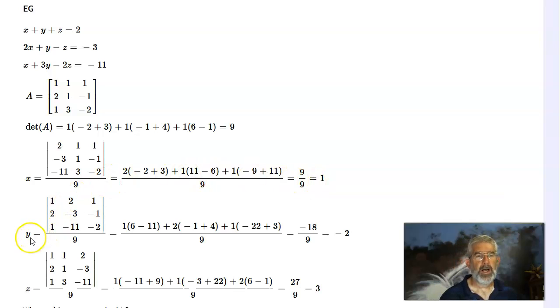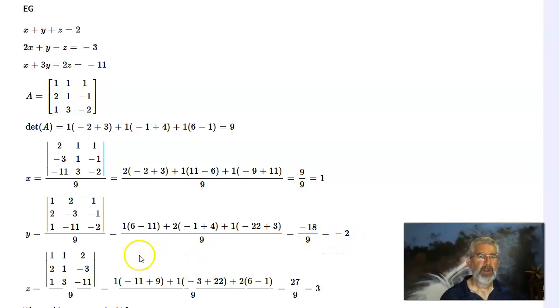Likewise, to calculate y, being the second variable, I'm going to take A and replace the second column with the 2, negative 3, negative 11. So there I see the 2, negative 3, negative 11. The first column matches A, the third column matches A, and take the determinant of that now. That turns out to be negative 18, and negative 18 divided by 9 is negative 2. So my claim is the solution here will have y equals negative 2.